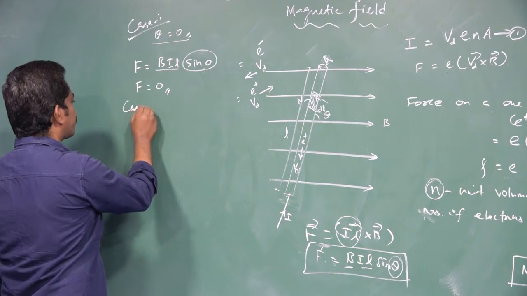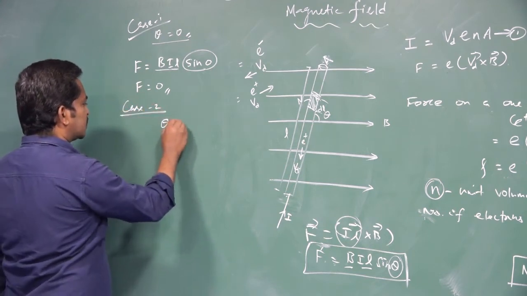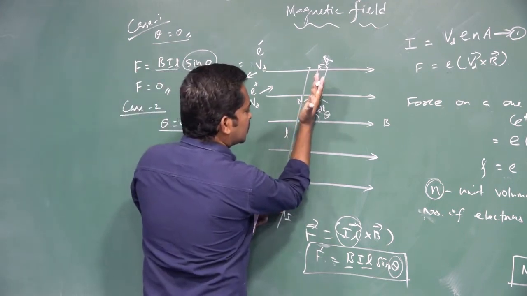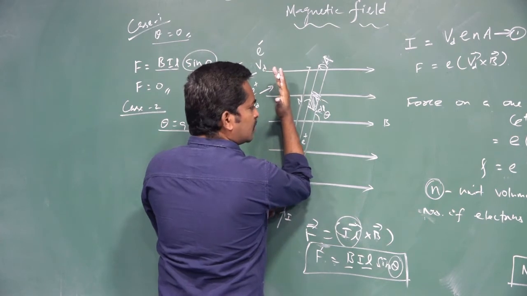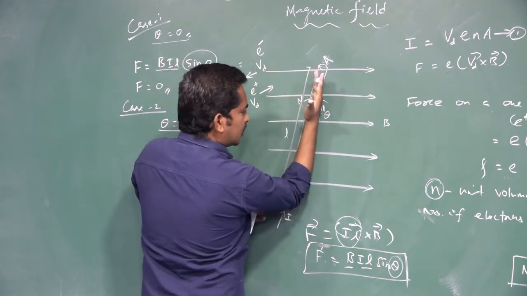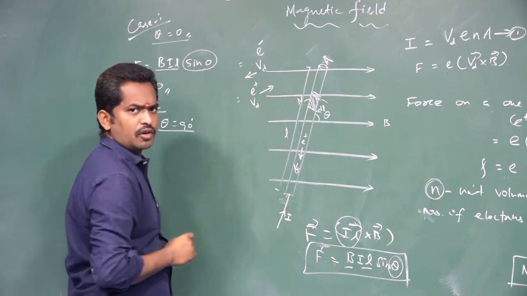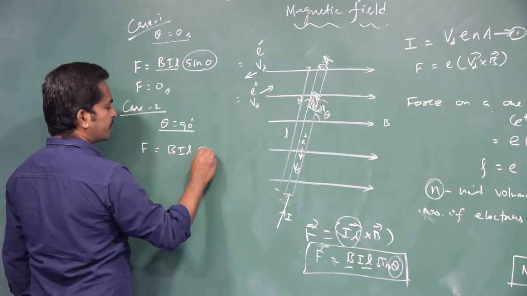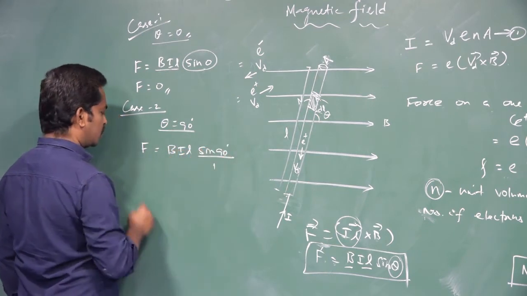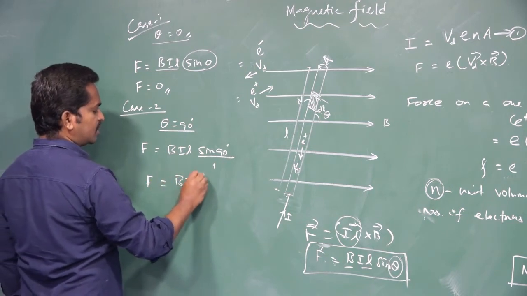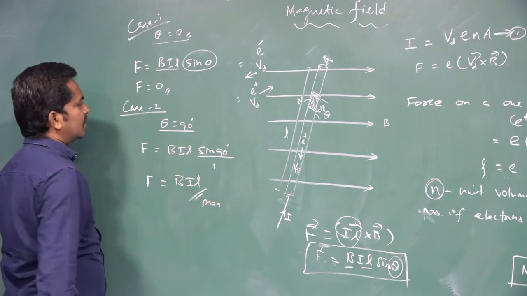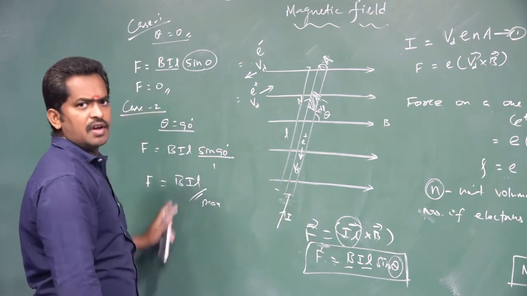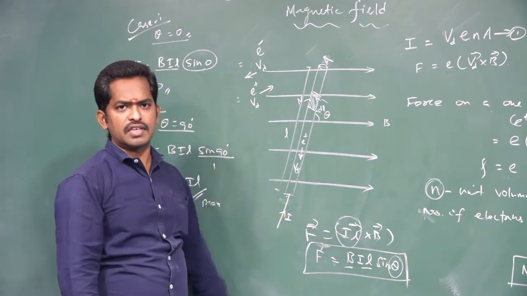In case 2, what happens if theta is equal to 90 degrees? The current carrying conductor is perpendicular to the magnetic field. The length of the conductor is perpendicular to the magnetic field, so theta is 90 degrees. F is equal to BIL sin 90 degrees. Sin 90 is 1, so the force F is equal to BIL, maximum. When the conductor is perpendicular to the magnetic field, force is maximum. Parallel to the magnetic field, force is 0.